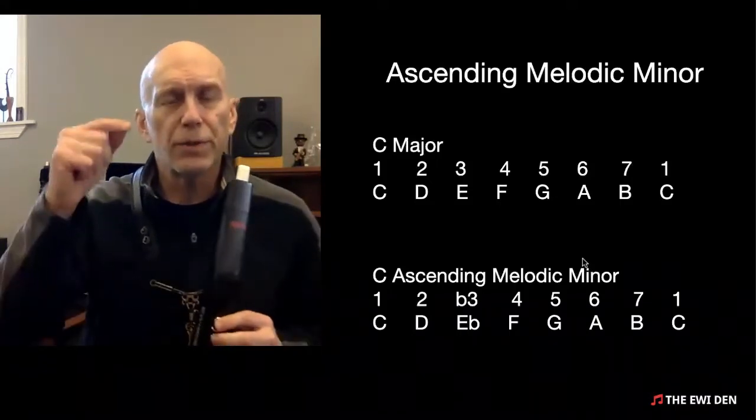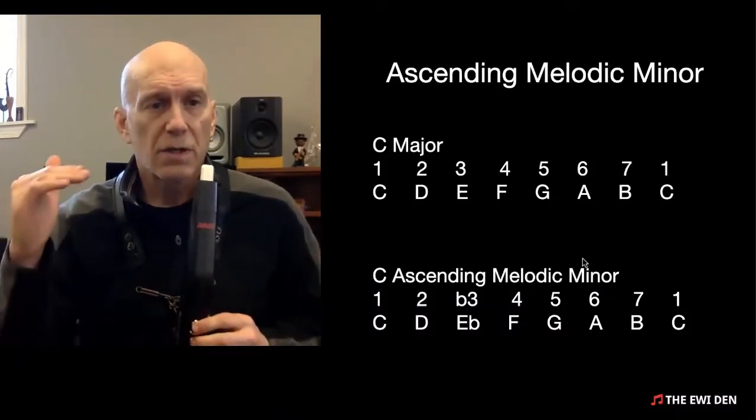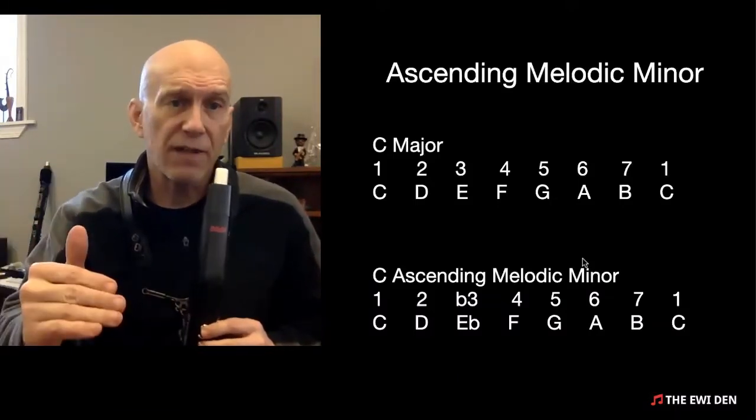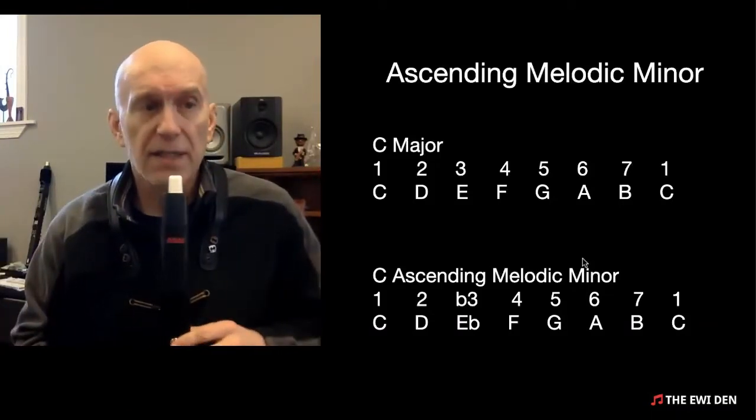All we're going to do is flat the third tone, and that's ascending melodic minor. So it's C, D, E flat, and then the rest of the notes are exactly the same. Here's C ascending melodic minor.